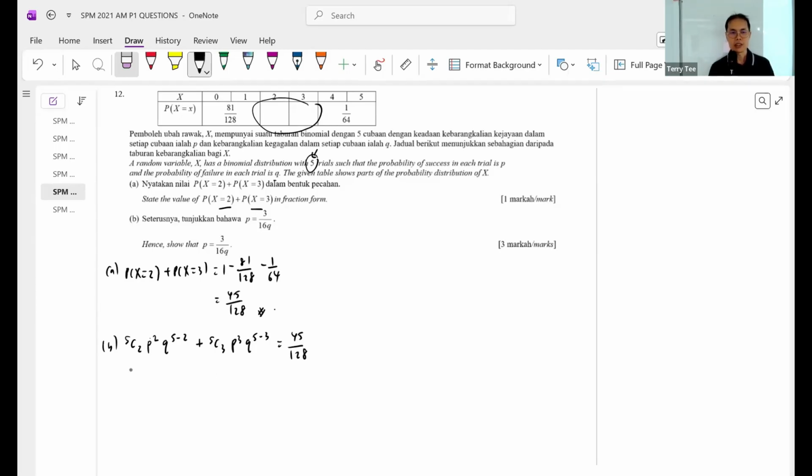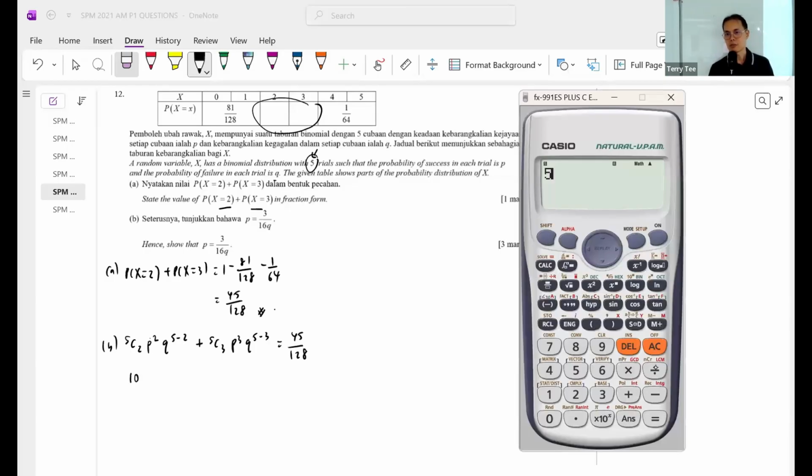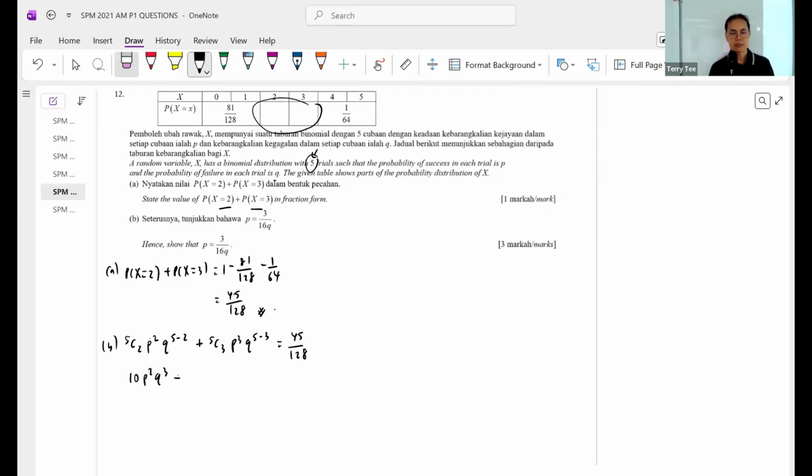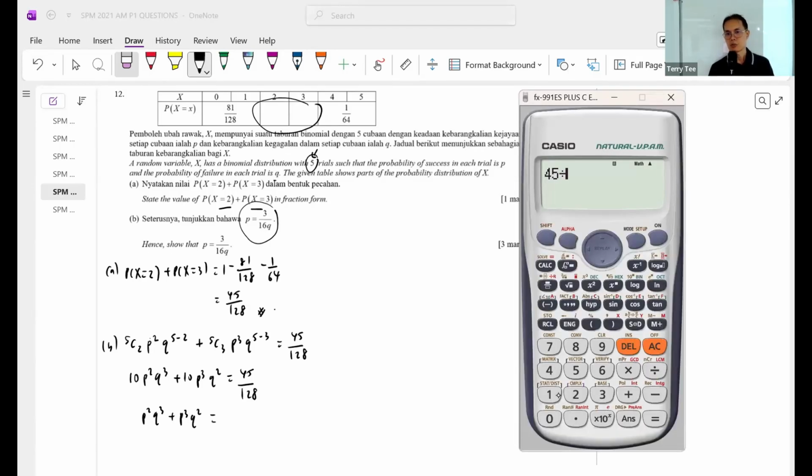Okay, so can we simplify further? This 5C2, you can use your calculator. What's 5C2? 5C2 is 10. You use calculator, 5C2 is 10. In fact, 5C3 also 10. So 10 p squared q cubed plus 10 p cubed q squared equals 45 over 128. Now, I want to simplify to this. So I think we can first divide by 10. Can we divide by 10? So p squared q cubed plus p cubed q squared equals 45 over 128.